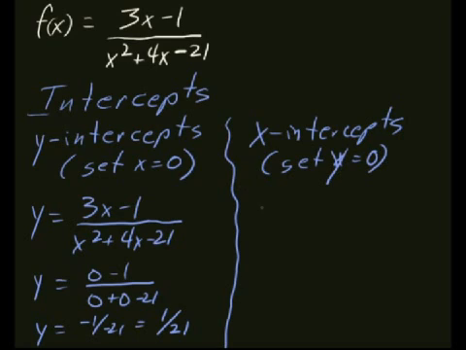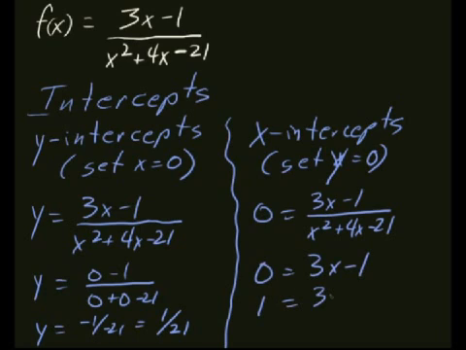The x-intercept, I'd set y equal to 0. Let's see, when I cross multiply, basically the denominator disappears. Add 1. Divide by 3, and the other intercept, the x-intercept, is going to be the point 1 over 3, 0. And that'll be my x-intercept.